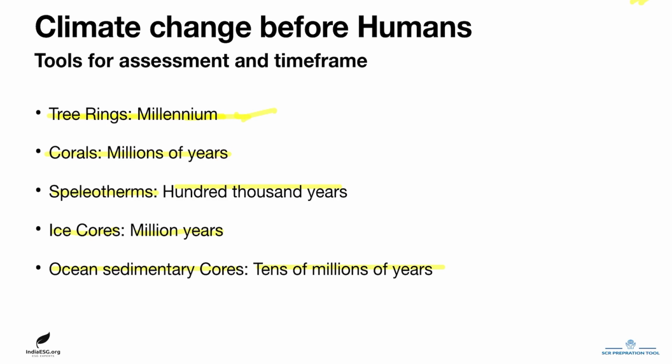Then the other questions can be related to the time frame to which these are referring. So the latest information is given by tree rings and the farthest information is given by ocean sedimentary cores, and also afterwards ice cores and corals. After tree rings, the latest information is given by speleothems, that is cave structures. So the range of time frame to which these refer is also very important.